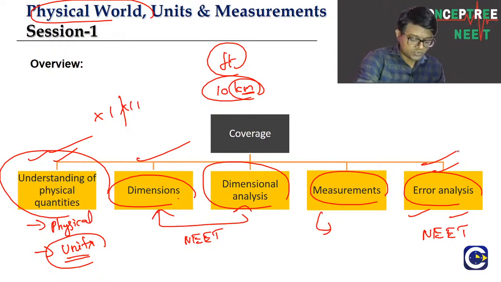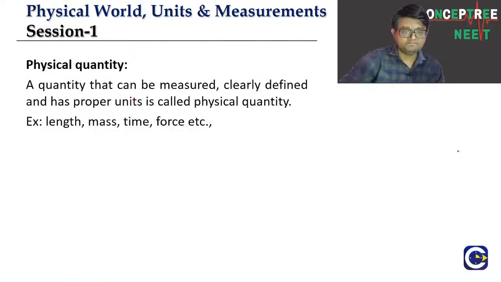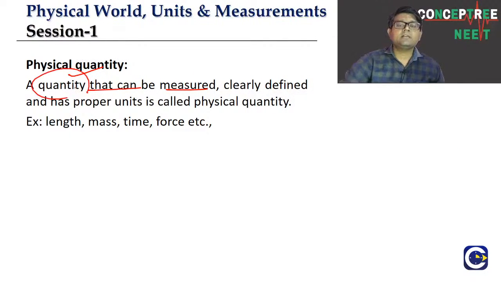Okay students, so let us just start with the definition of a physical quantity. What is a physical quantity? As we said before, it's a quantity. Quantity means anything which is measurable, that is what you will be calling a physical quantity. Generally, anything which is measurable, we can call it a physical quantity. It can be length, mass, time, force, even area, volume.